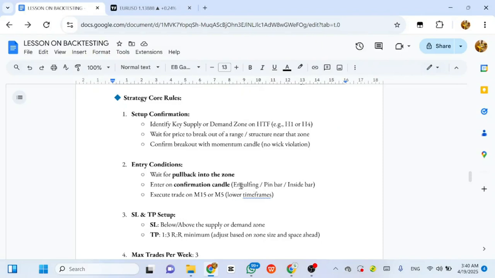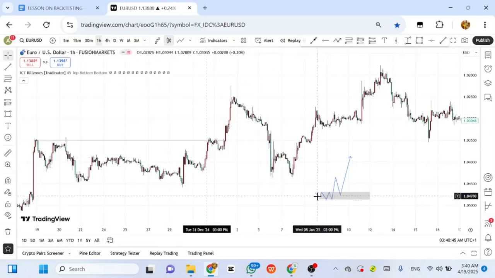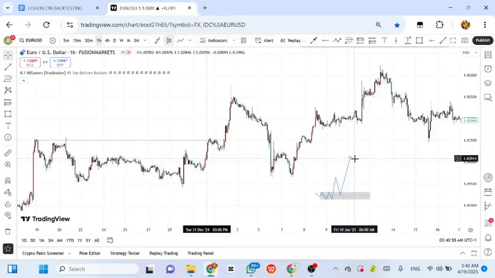But after all of this, I want to see engulfing, because it's engulfing that will trigger me in. So engulfing, I'm taking my trade. My SL will be above this zone, and then I'm targeting another, either a supply zone or maybe a liquidity point where I know that price is likely going to raid.